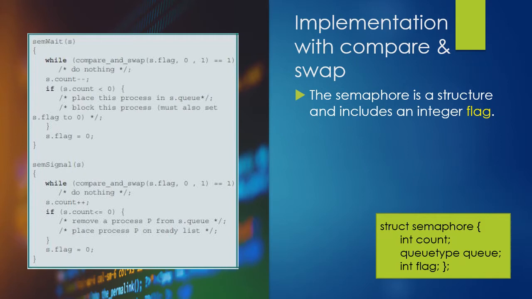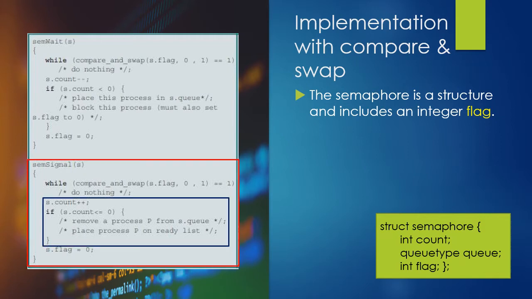Implementation of semaphores with compare and swap. The semaphore that we use is a structure and includes an integer flag. This integer serves the same purpose that the variable bolt served in our example when we talked about implementation of mutual exclusion with compare and swap. First, let us look at semSignal.